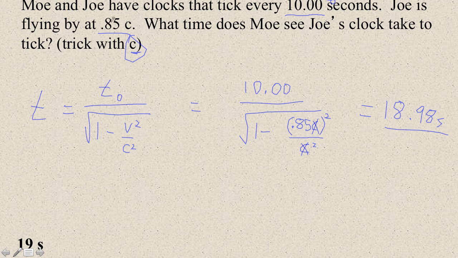18.98 seconds. We have only 2 sig figs, even though this one valiantly has 4 sig figs. The 0.85c gives us 2 sig figs, so we have to say 19 seconds. Yay. One thing to remember is that the Lorentz factor, that little thing there, whoo, gotta draw slower.